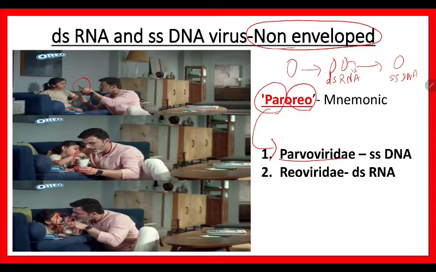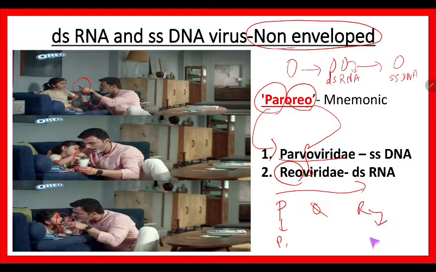Par is for Parvoviridae and Oreo, remember Rio, so Reoviridae. Again, to remember, P, Q and R is the alphabet order. P for Parvoviridae and R for Reoviridae. After P only R is coming. So P could be of DNA and R is of RNA. So parvovirus is single stranded DNA and reovirus is double stranded RNA, to be remembered.